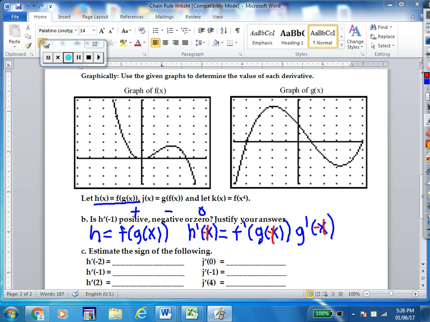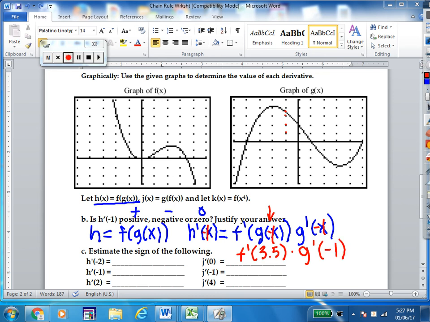F prime of g of -1. Let's go inside and find g of -1. G of -1, let's see, 1, 3, whoops, let's say that's going to be 3.5, yeah? So we are going to get f prime of 3.5 times the derivative of g at -1.